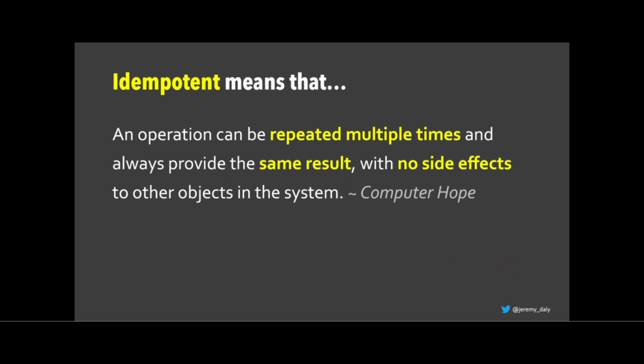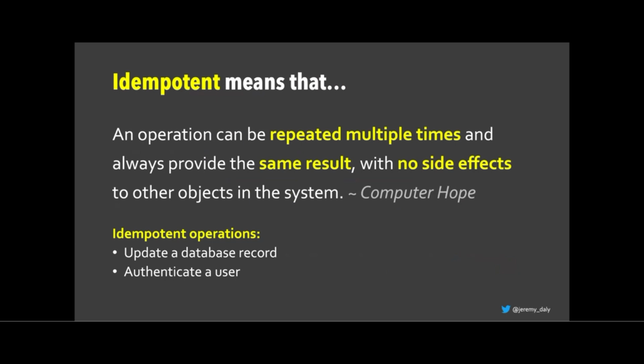So if you think about functional programming and pure functions, you send the same input, you always get the same output. An example of this would be if I update a database record. If I send the same data into a database record, that is going to have the same effect on the database, most likely, other than maybe the modified date. I can authenticate a user 1,000 times and I should always get the same information back.